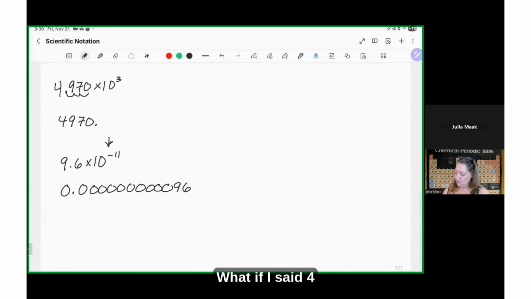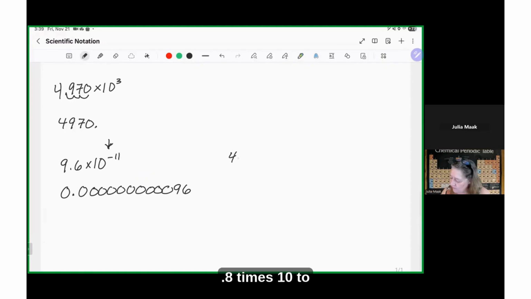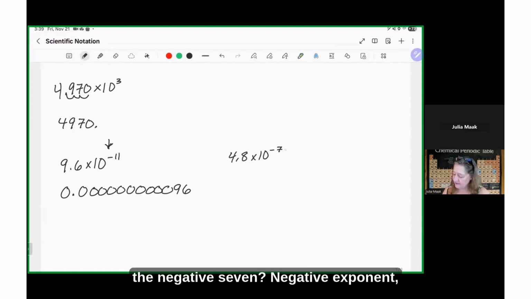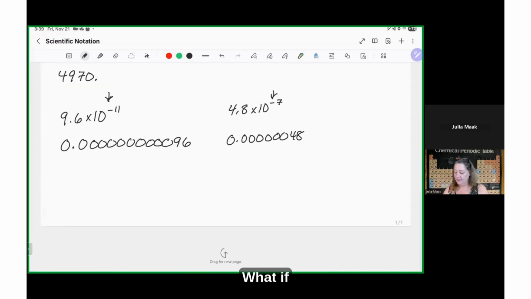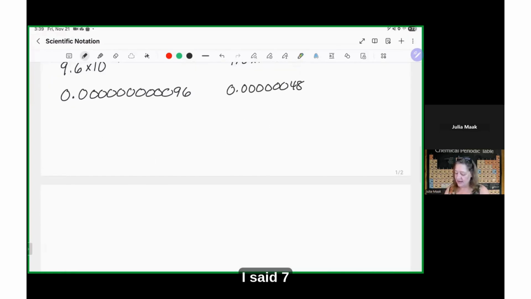Okay. What if I said 4.8 times 10 to the negative 7? Negative exponent, number less than 1, 7 zeros in front of that number. 1, 2, 3, 4, 5, 6, 7. There's my number.